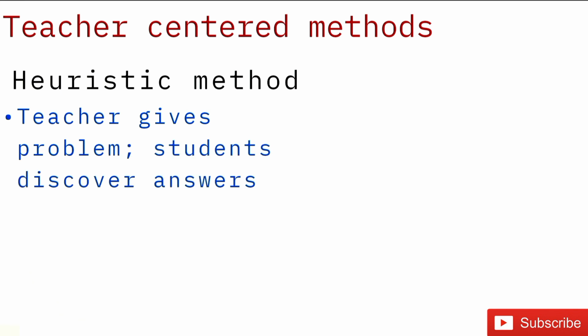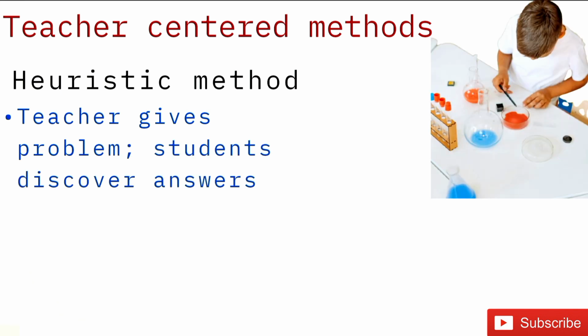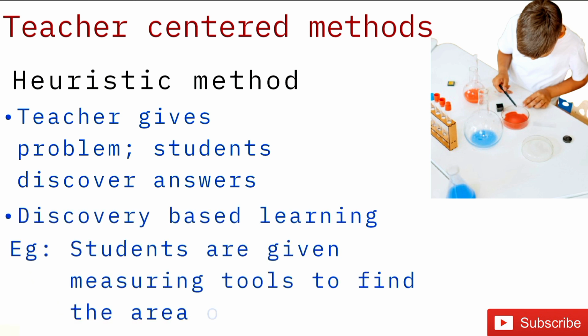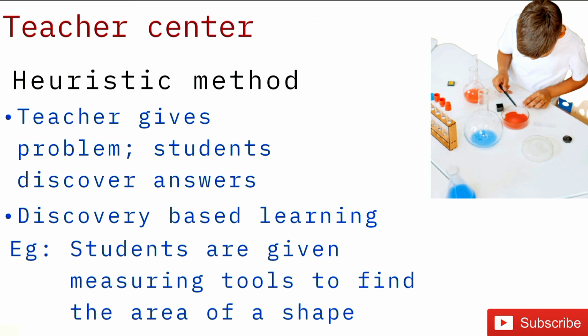Heuristic method. This is a method in which the teacher gives a problem or situation and students discover the answer by themselves. This is discovery-based learning. We develop thinking, logic, and independence. For example, students in this method are given measuring tools to discover how to find the area of an irregular shape.